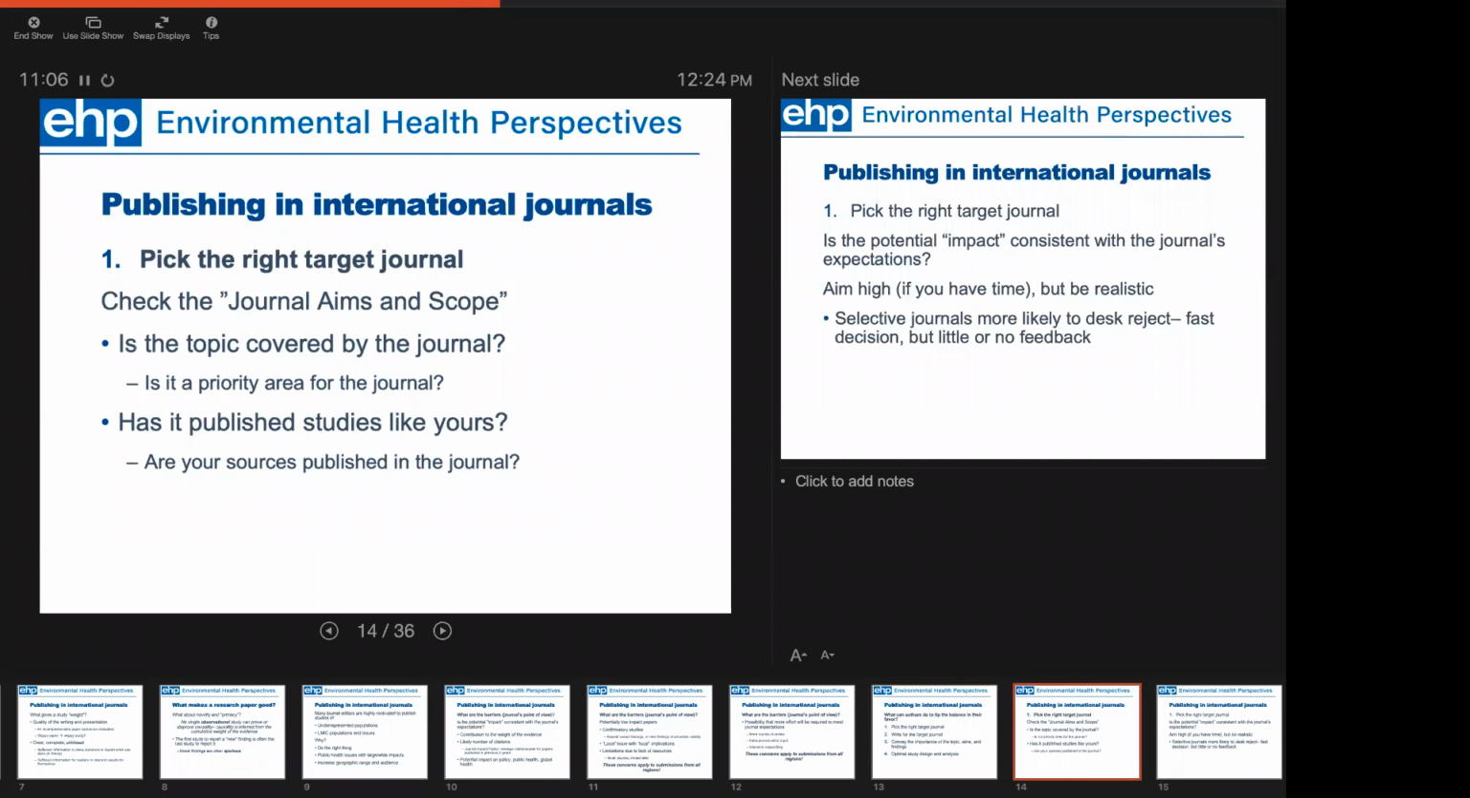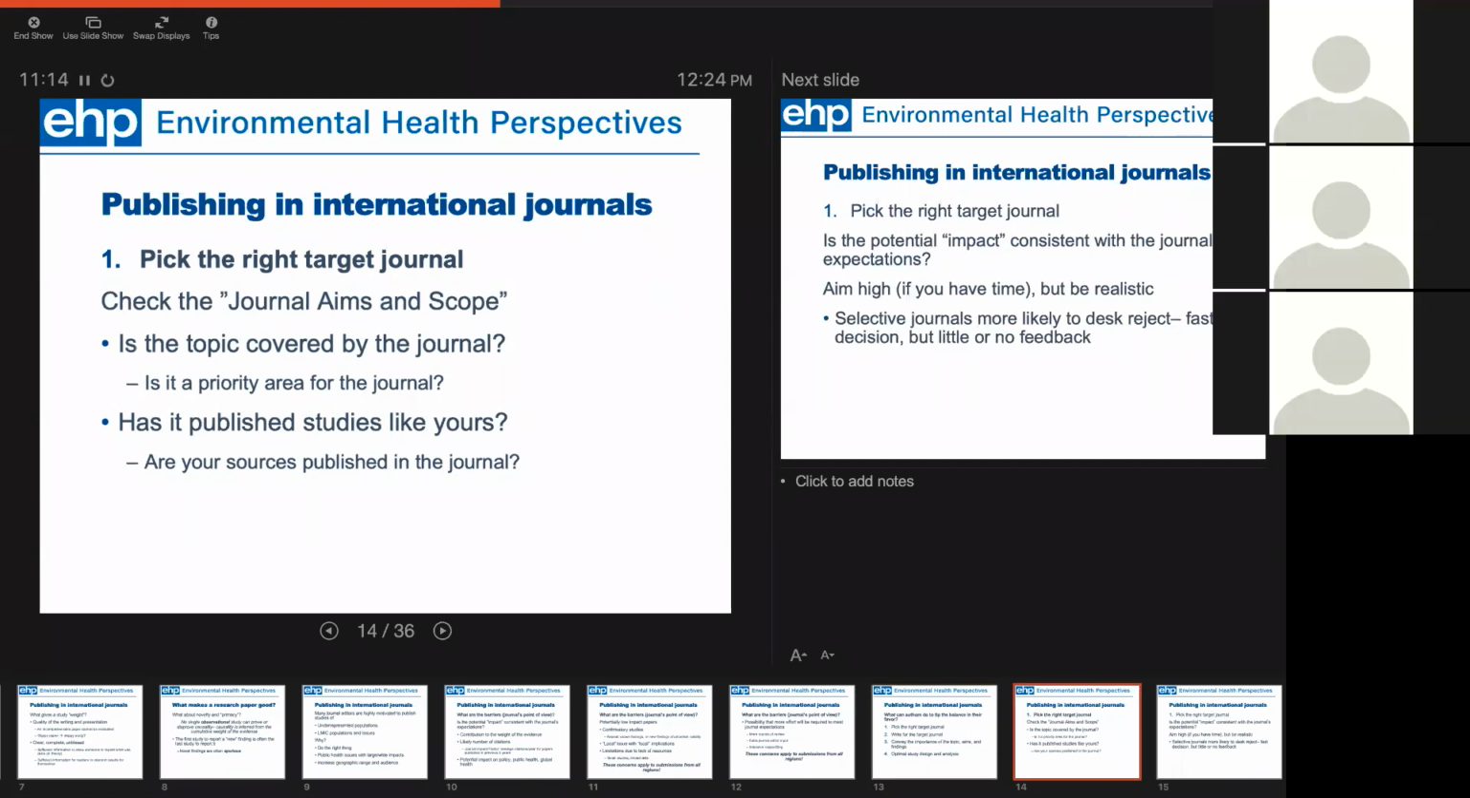Take a look at the journal aims and scope. On the website for every journal, they should have a statement of their aims and scope, and make sure that the topic covered in your study is covered by the journal. The other thing is that journals will actually have statements about their priorities. They may have specific priorities to publish from underrepresented areas, from LMICs. And then, has the journal published studies like yours? Look at the kinds of papers they publish. Look at the sources that you cite. Are they published in the journal?